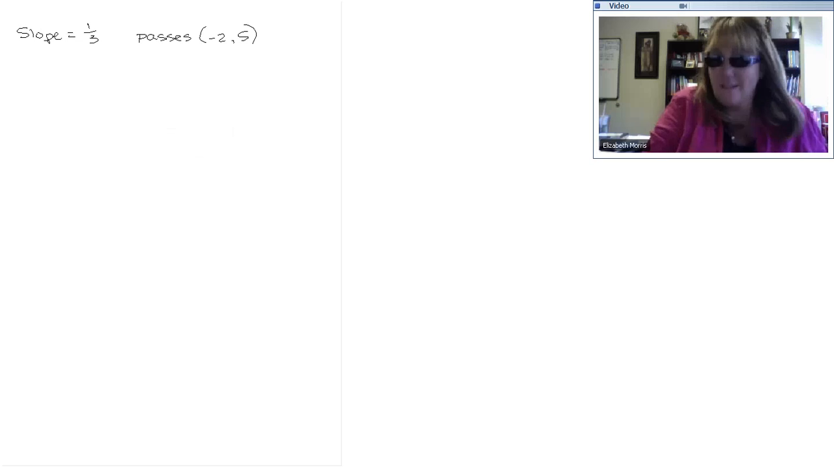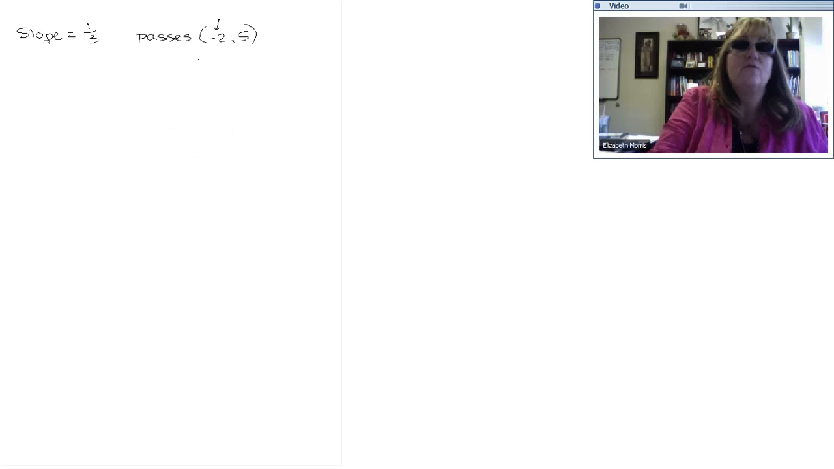What if I said find the equation, and I gave you the slope is 1/3, and here is a point that it passes through, (-2, 5). But the point is not a y-intercept. How do we know it's not a y-intercept? Because the x number has to be 0 for it to be a y-intercept. So this is not a y-intercept. So we cannot use y equals mx plus b. So we have another formula that we use.